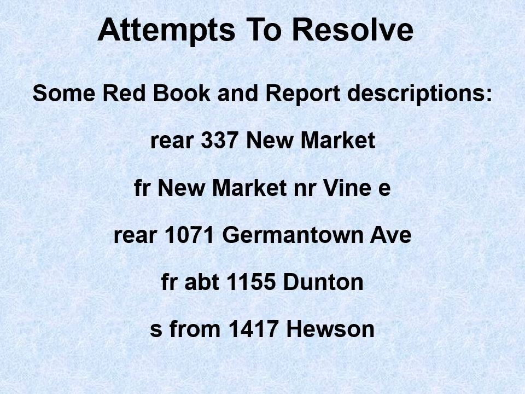So here are some of the descriptions. A place might be the rear of something, rear of 337 New Market, rear 1071 Germantown Avenue, or a short segment from New Market near Vine East, south from 1417 Houston. So that was useful.